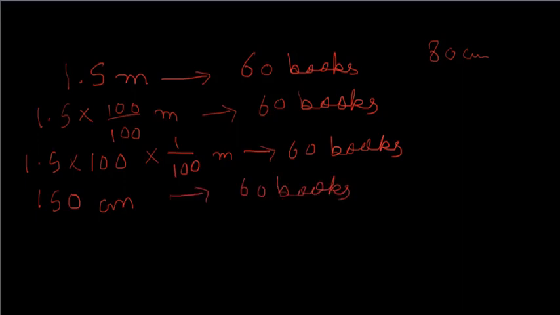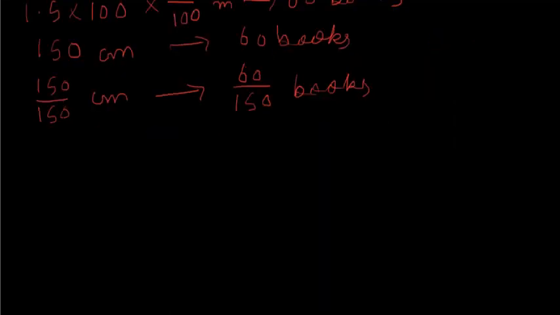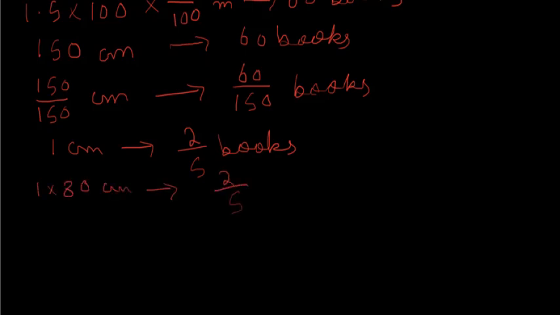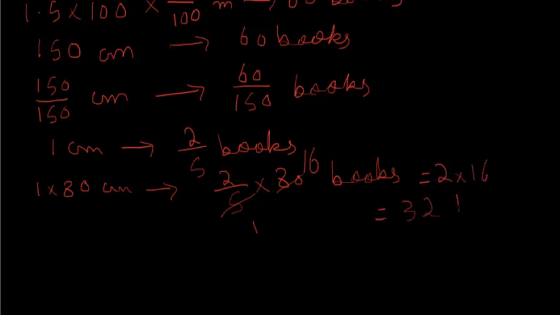Now divide it by 150 to make it 1. So this is equal to 1 centimeter, and 2 by 5 books. Now multiplying 80 over here as well as here, so 1 into 80 centimeter, and here 2 by 5 into 80 books. So 5 ones are 5 and 16 5s are 80. Now 2 into 16 is equal to 32 books. So this 80 centimeter can hold 32 books.